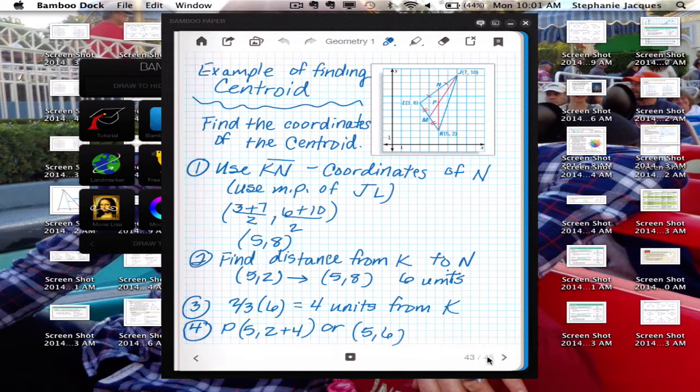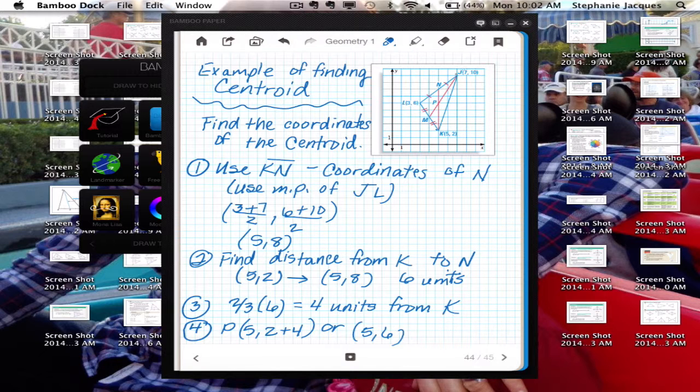Let's look at another application. Let's say they need you to find the centroid, and you have sides or coordinates. How do you do that? It says find the coordinates of the centroid. So we have P as our centroid. We have J, K, and L as our vertices. The first step is to use Kn, so from here to here, and find the coordinates of n. The reason I can find the coordinates of n is because I can use the midpoint formula between JL.